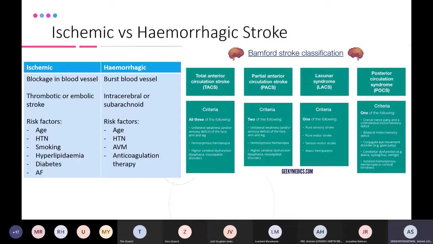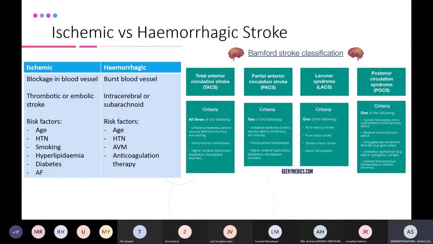And your hemorrhagic can be either intracerebral or subarachnoid hemorrhages, which are also classed under hemorrhagic strokes. Risk factors of age and hypertension overlap here, but for ischemic, smoking, hyperlipidemia, and diabetes are key risk factors, because that increases the risk of forming and throwing off any thrombus or any emboli. And AF is another risk factor, because you can also produce these blood clots in your heart, which can be thrown off and block off vessels.